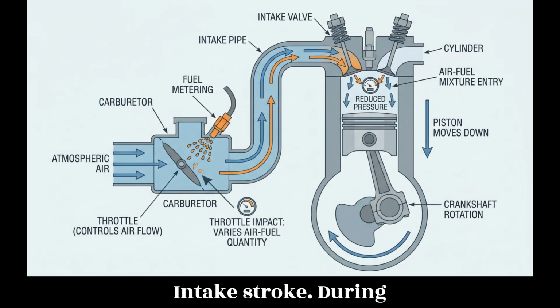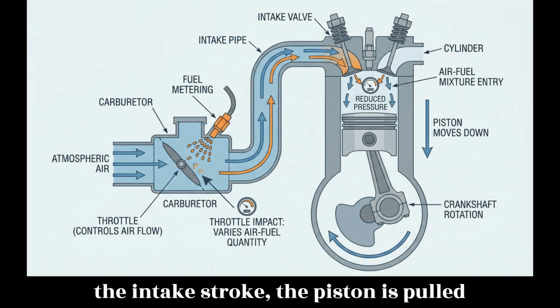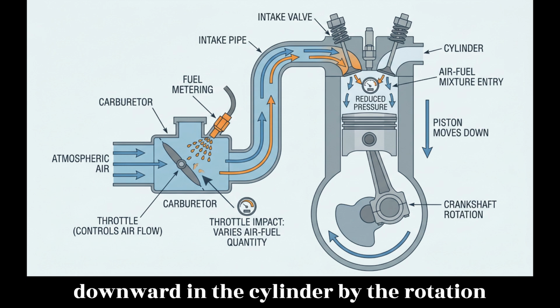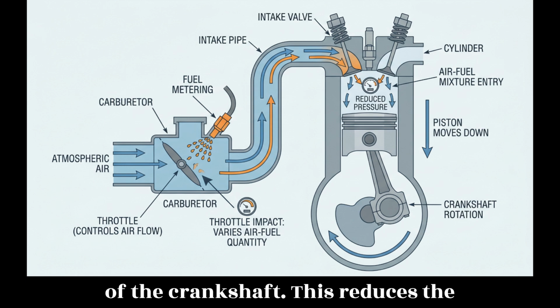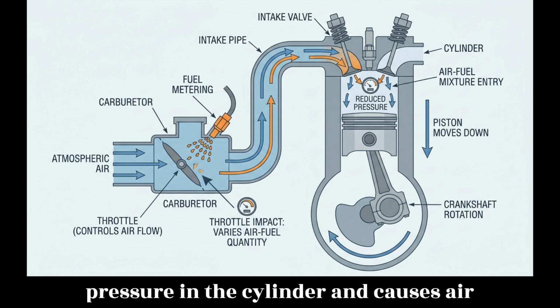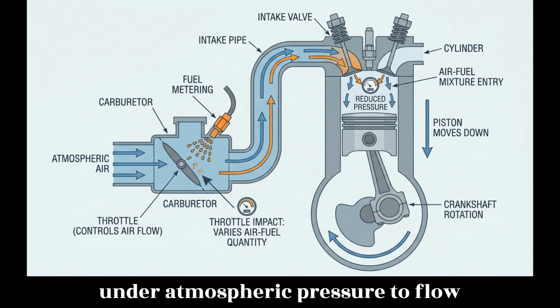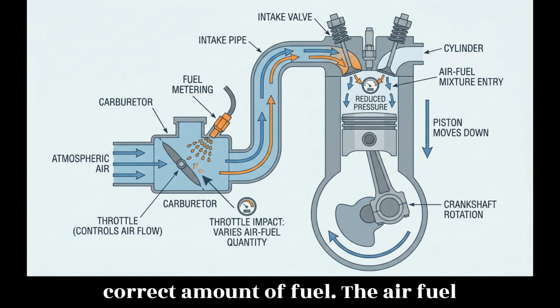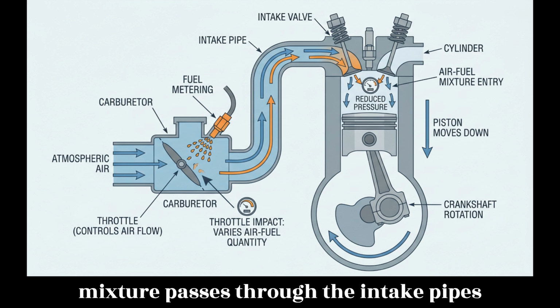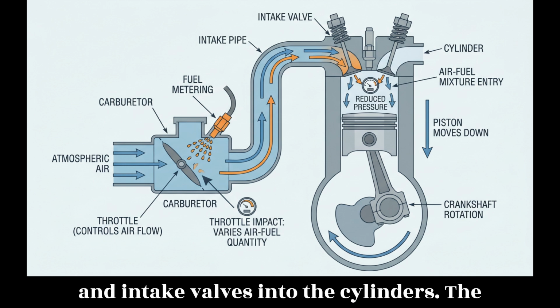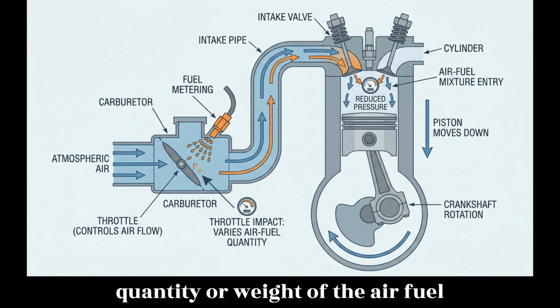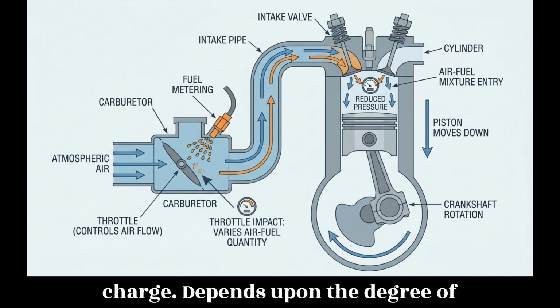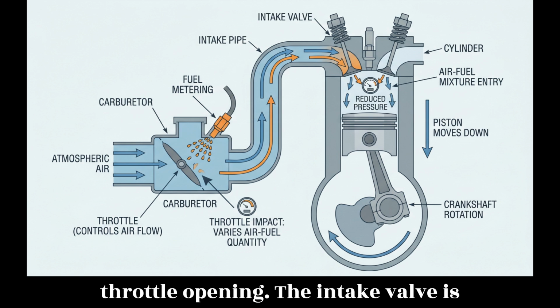Intake stroke. During the intake stroke, the piston is pulled downward in the cylinder by the rotation of the crankshaft. This reduces the pressure in the cylinder and causes air under atmospheric pressure to flow through the carburetor, which meters the correct amount of fuel. The air-fuel mixture passes through the intake pipes and intake valves into the cylinders. The quantity or weight of the air-fuel charge depends upon the degree of throttle opening.